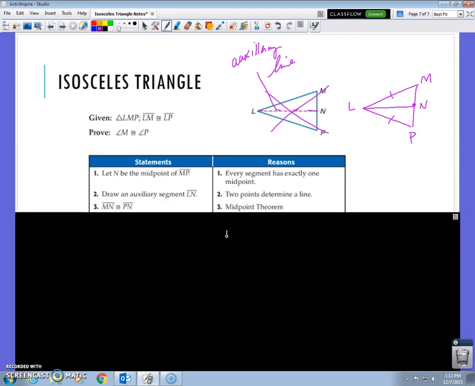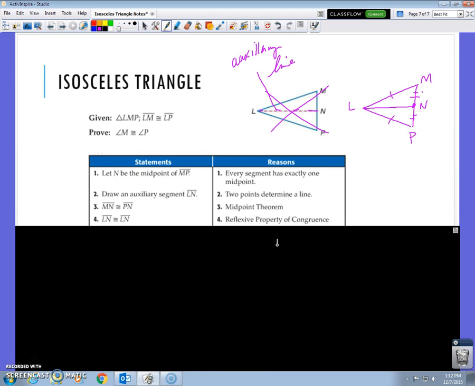Now, if this is truly the midpoint, which I have stated that it is, then I know for sure that MN is congruent to PN. Okay, so I'm going to go ahead and label that, and that's the midpoint theorem. It says if you have the midpoint, then each part of the segment on either side of the midpoint is going to be the same distance. All right, and we go on. It says LN is congruent to LN. Well, obviously we know this.